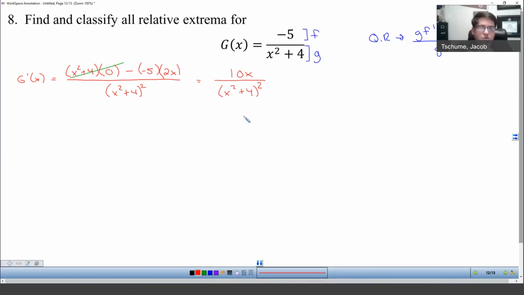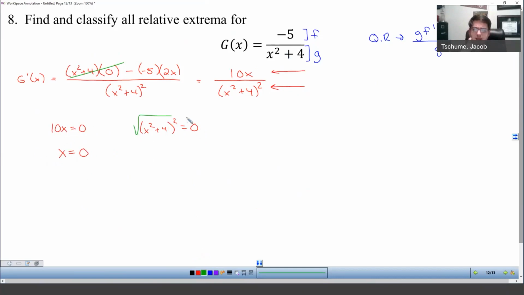And for the first time, you're being asked to find critical values of a fraction. And this does make you do one extra step. If your derivative ends up being a fraction, when you find the critical values, the easiest way to do this is you have to set both the top and the bottom equal to 0. So over here, I'm going to let 10x equal 0, and I'm going to let x squared plus 4 all squared equal to 0. Solve them both. The first one's a lot easier. Divide both sides by 10, and you get x equals 0. So there's one critical value.